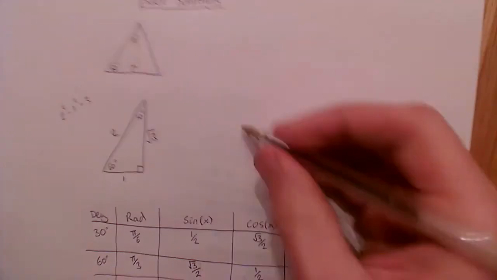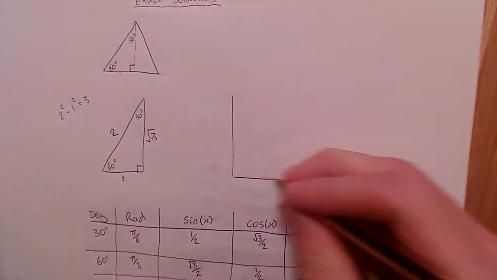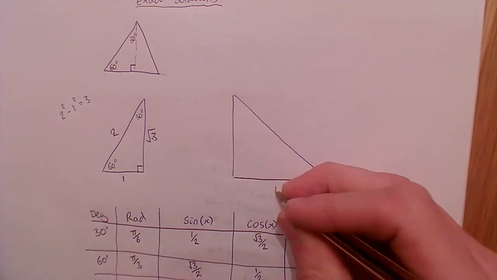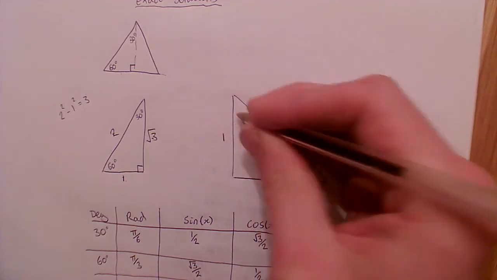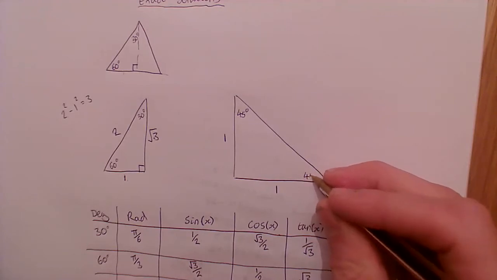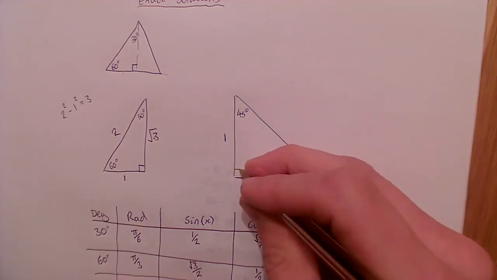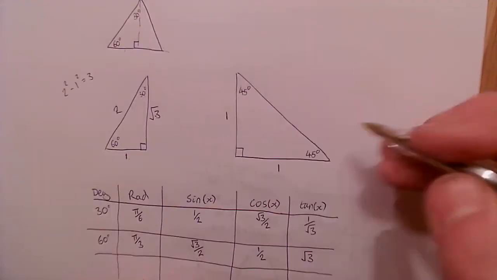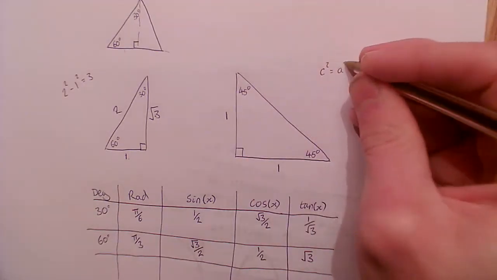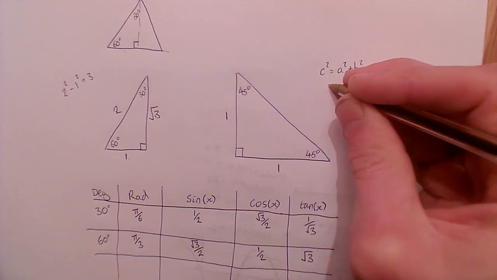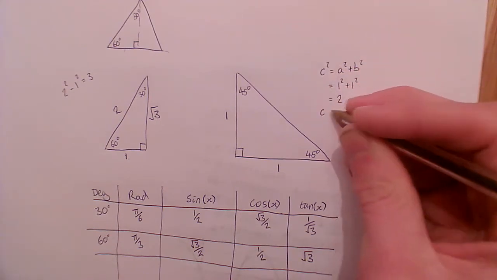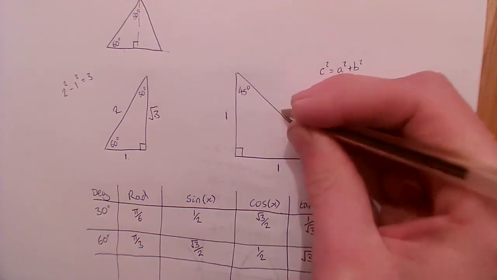Now, the other triangle that we're going to look at, and this is another really common triangle, is an isosceles triangle where that is 1 and that is 1, and this is 45 degrees, that is 45 degrees, that is a 90-degree angle. Again, Pythagoras: c squared equals a squared plus b squared. So 1 squared add 1 squared is 2. So the hypotenuse is the square root of 2.